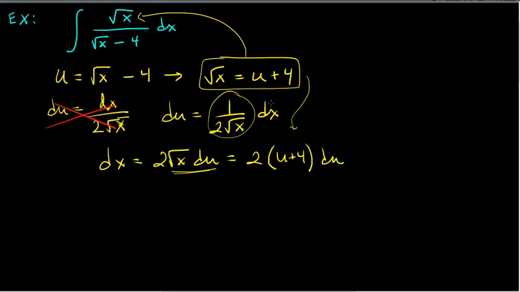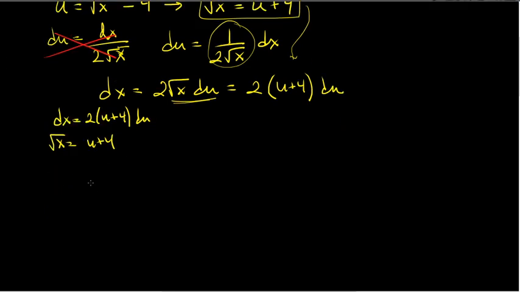Okay, so now I think we have everything we need here. dx is just 2 times u plus 4 du. And x, well, we never needed x. The square root of x is u plus 4. So putting this all together, maybe I should copy this down here. Here was the original problem.